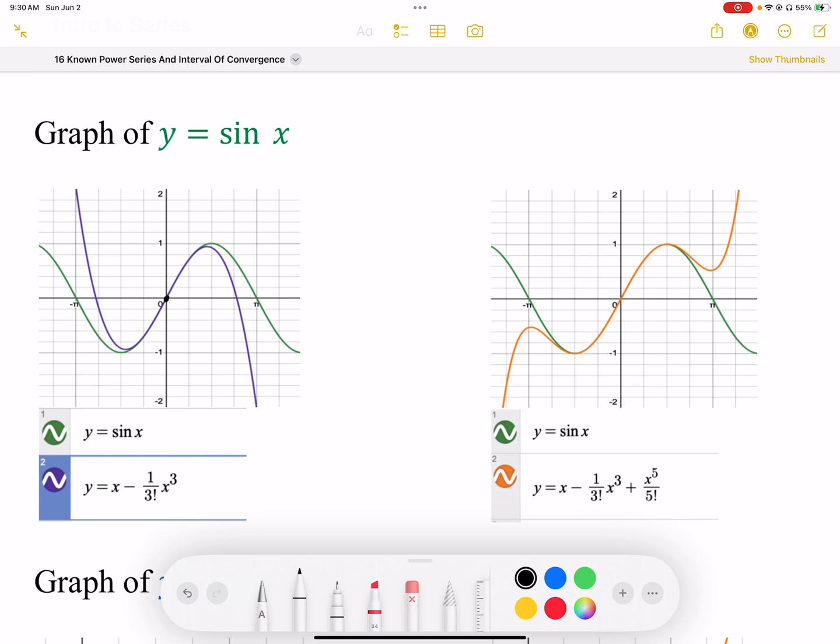But as we add more terms, if I make this into a 5th degree polynomial, to the right here, in orange, we can see that it is more closely following the sine graph. And as we add the next term, which is a 7th degree polynomial, it's going to follow it even better. The next term, which is a 9th degree polynomial, is going to follow it even better. And eventually, as we add an infinite number of terms, it'll match this sine graph perfectly.